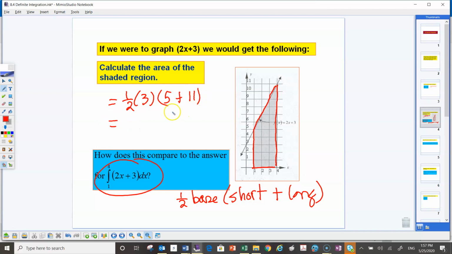Well, if I add these together, 5 and 11 is 16. 16 times 1/2 is 8, times 3 is going to be 24. So the definite integral from 1 to 4 of 2x plus 3 dx is equal to 24. Now, the way we calculated it, we graphed the function 2x plus 3 and calculated the area under the curve. There is, however, also an algebraic way to do this.